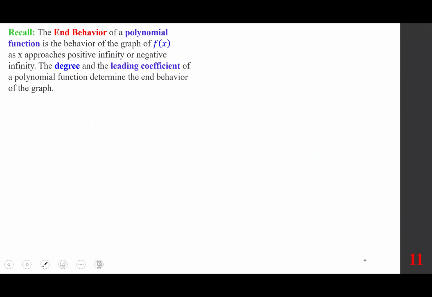Now to graph, I want to remind you of a couple of theorems. The end behavior of a polynomial function is the behavior of the graph of f of x as x approaches positive infinity or negative infinity. The degree and the leading coefficient of a polynomial function determine the end behavior of the graph. Remember, a polynomial is in the form of a sub n x to the power of n plus a sub n minus 1 x to the power of n minus 1 all the way to a sub 0. This is called the leading term. This is the constant.